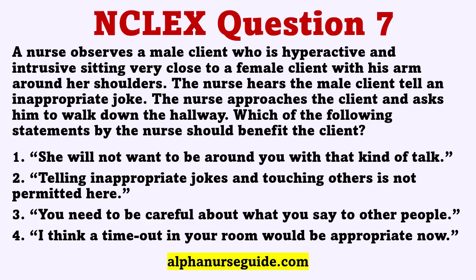The correct answer is 2. The nurse clearly informs the client about behavior that is unacceptable on the unit, such as voicing inappropriate jokes and touching others. Setting limits on behavior provides safety and security to the client and conveys to the client that he is worthy of help. Saying, "She will not want to be around you with that kind of talk," and "You need to be careful about what you say to others," does not clearly inform the client about behaviors that are unacceptable and implies that the client can control behaviors if he chooses. A timeout in the client's room does not inform the client about the inappropriateness of his behaviors and could be interpreted by the client as punitive as well as diminishing his self-esteem.